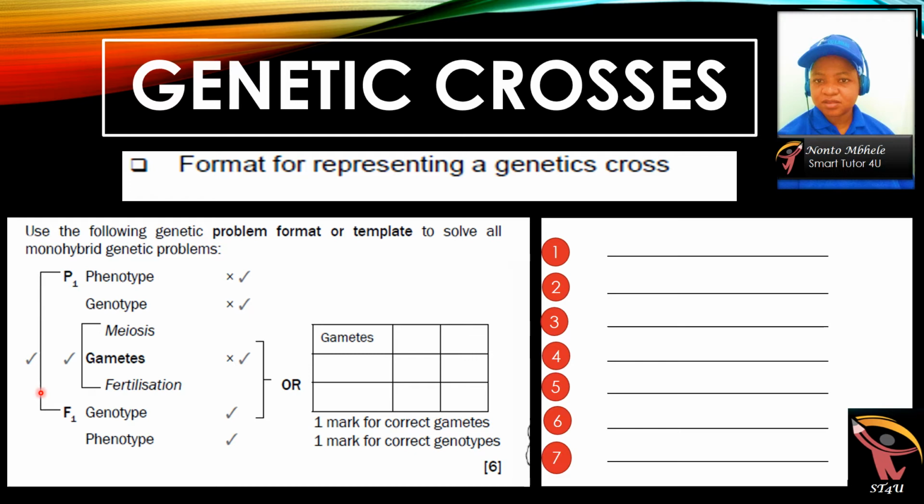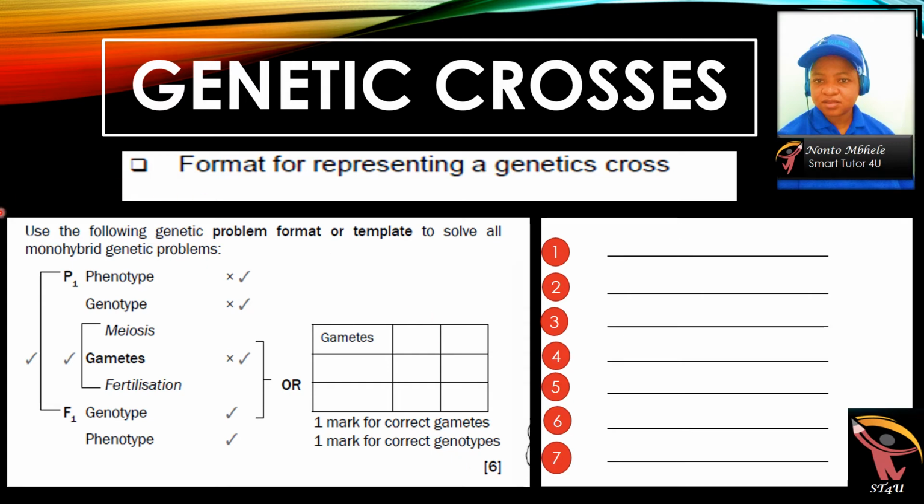So don't allow yourself not to be smart, so be smart. You also get a mark for writing the phenotype, a mark for writing the genotype, a mark for writing meiosis and fertilization, a mark for the gametes, and a mark for the genotype of the F1 and the phenotype of the F1. I always recommend that you use a Punnett square because it's rare that you make a mistake. You can use the other method if you want. Normally the genetic problem counts only 6 marks, but you can get as much as 10 marks. There's a lot that you can write, but the maximum mark that you get is 6 marks.